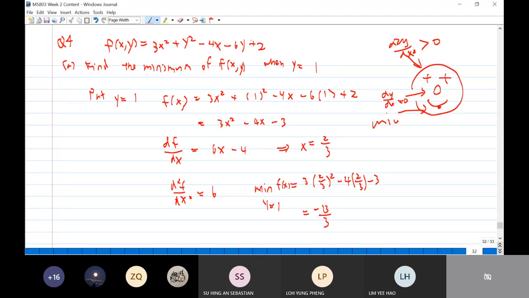Okay, this just helps you recall something you learned in O level or A Maths last time, or EM1. Okay, this is the minimal of the function. This is for A. So what I want to answer now is B.